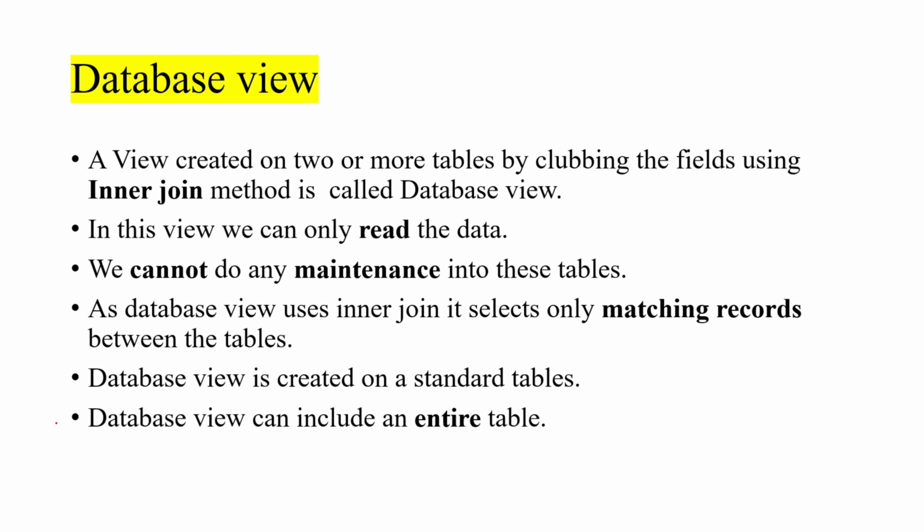So what is meant by database view? Basically, a database view is created on two or more than two tables using an inner join method. As the inner join method is used in a database view, it only contains or selects the matching records between the tables, and a database view is created on a standard table and it can include an entire table.